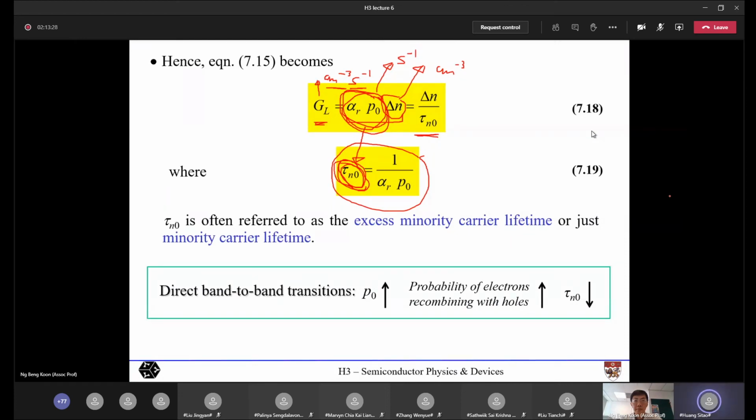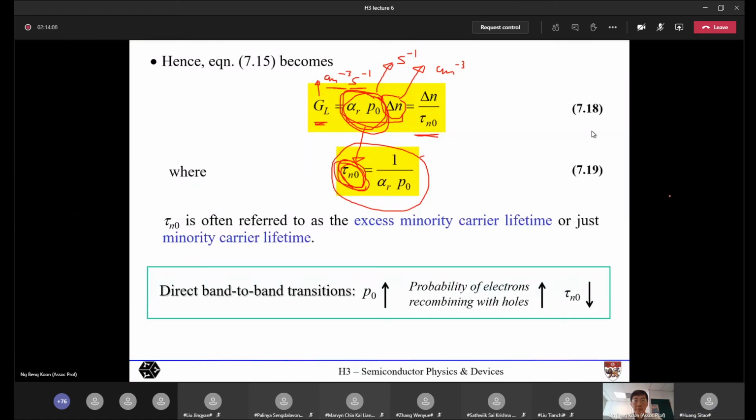But what is the physical meaning behind this equation? Does it mean that the rate at which excess minority carriers are generated equals the rate at which they are decreasing? No. This excess minority carrier lifetime describes, on average, how long it takes for this extra carrier to exist before it recombines and disappears. So it is the average time that a minority carrier exists in the semiconductor.